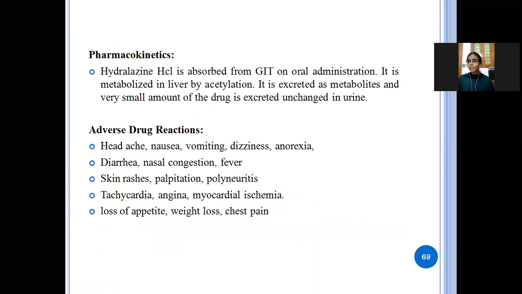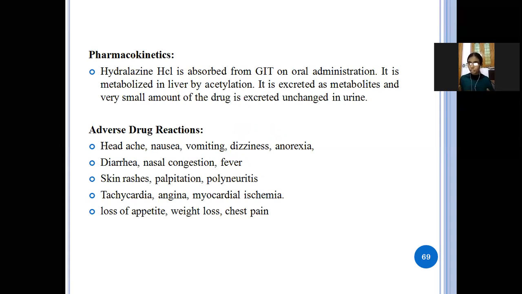Next, pharmacokinetics. It is given by oral route of administration for better absorption in the gastrointestinal tract, and it is metabolized in the liver by acetylation, and it is excreted through the urine in the unchanged form.